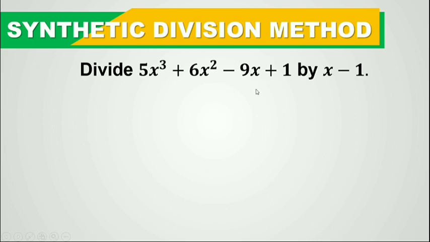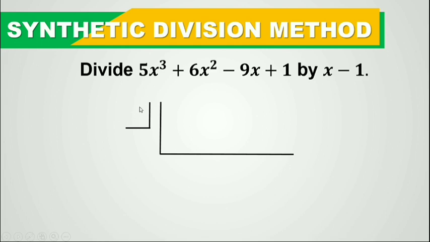So given we have here 5x cubed plus 6x squared minus 9x plus 1, we're going to divide it by x minus 1. So how are we going to do it using this method? The first thing that you need to do is to draw this line, this one here and then one here. And then you're going to write here your divisor.